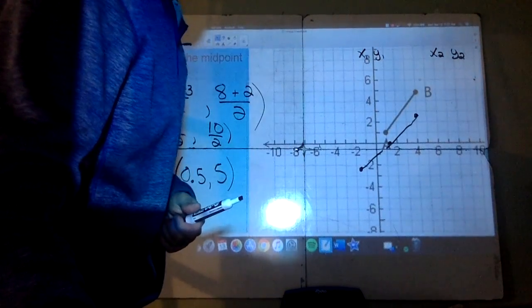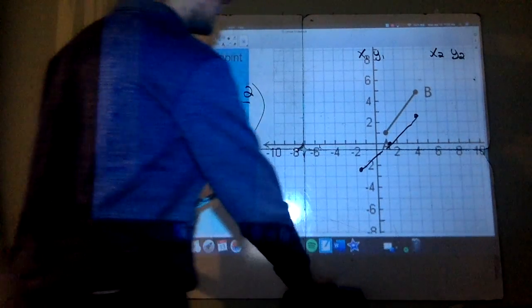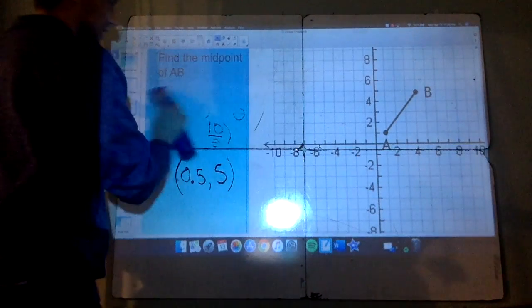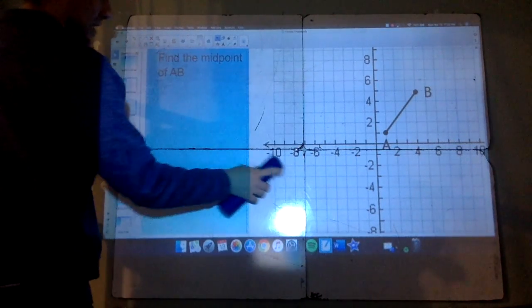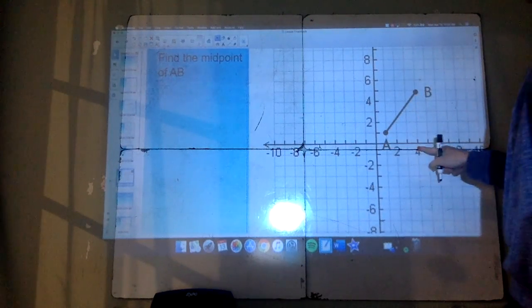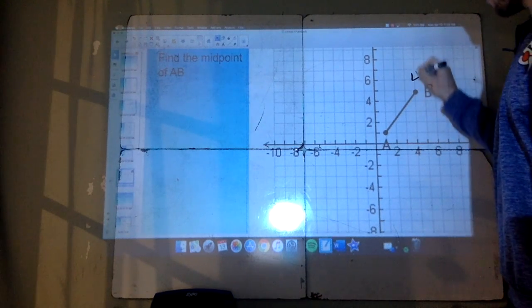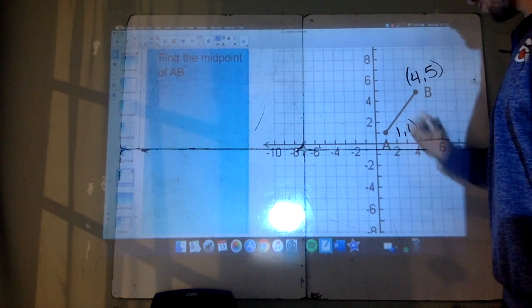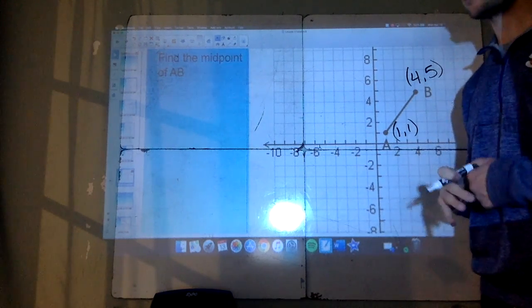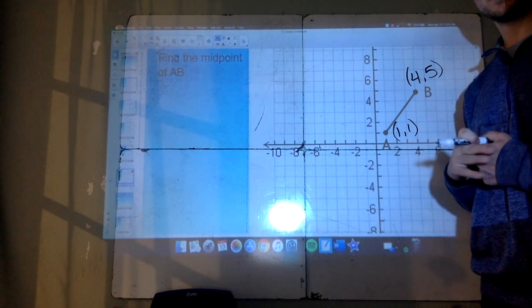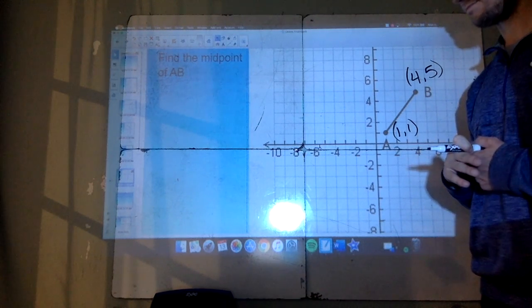I'm going to have you try to find this midpoint algebraically. Now you can probably look and guess what it is, but calculating it algebraically is a good way of checking your answer. So our 2 points here, b is over 4, up 5, and a is 1, 1. Pause the video and try to calculate that algebraically, and then when we're ready, unpause it.